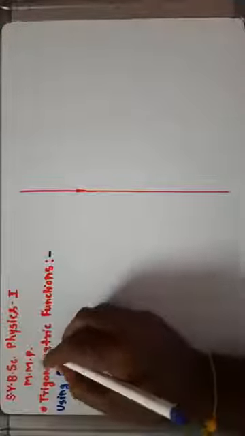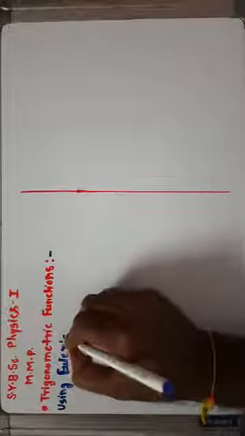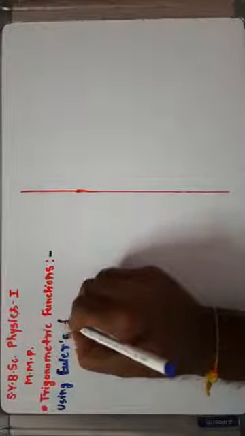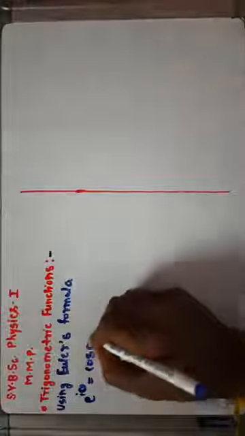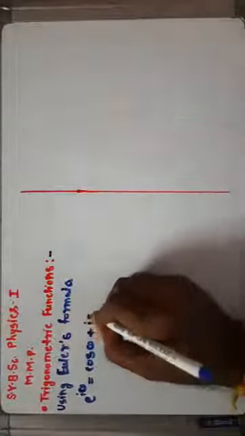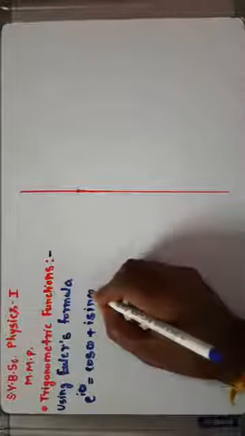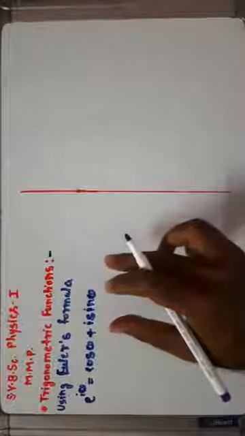Here we use Euler's formula. That Euler's formula we have already discussed. What is Euler's formula? e raised to i theta is equal to cos theta plus i sin theta. This is Euler's formula, right?